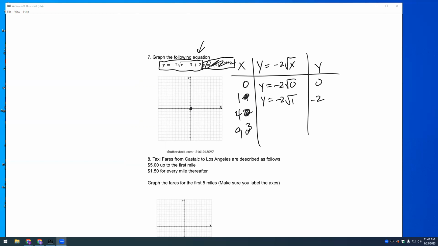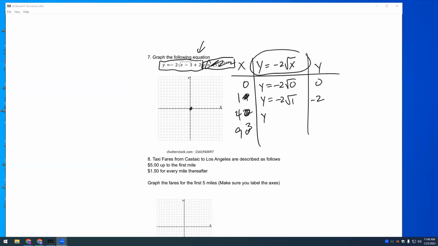Didn't you have to subtract the 3 first? So I'm only graphing the parent, and then you could shift it right 3 and up 2. You get what I'm saying? By doing that, let's do this one first, okay?